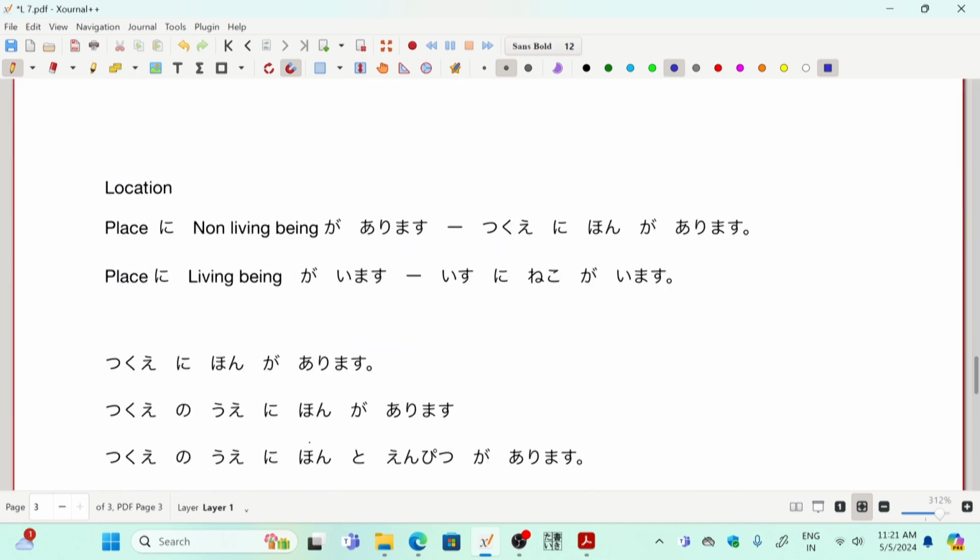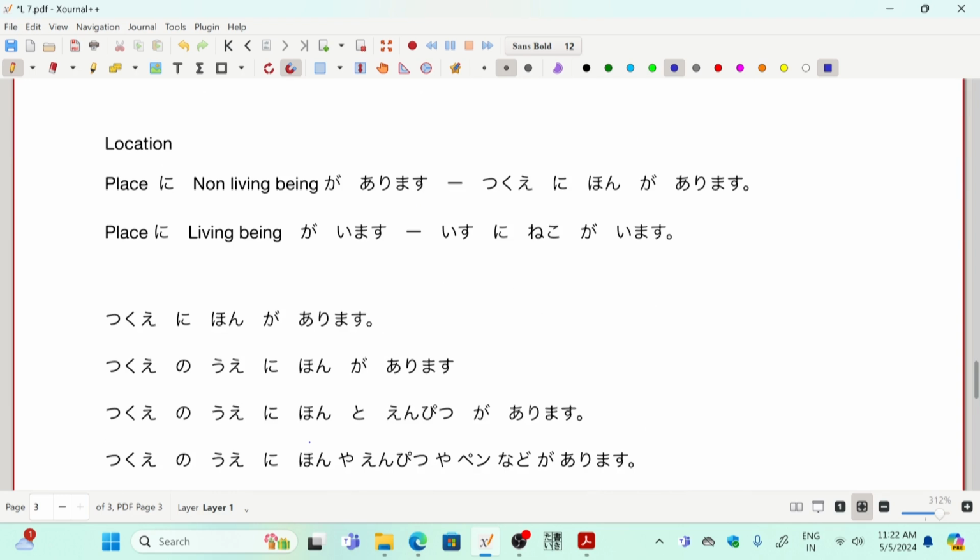Next we learned about location, which was place ni non-living ga arimasu. For example, tsukue ni hon ga arimasu. So tsukue is table, on the table. Hon ga arimasu. Hon is book, which is non-living. And that is why arimasu is coming.